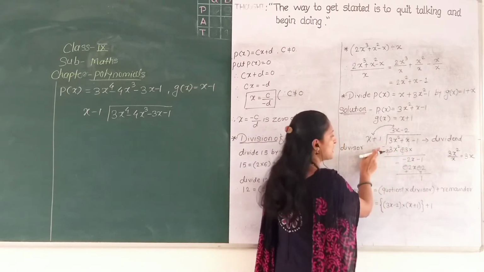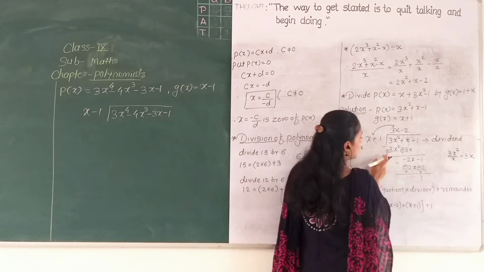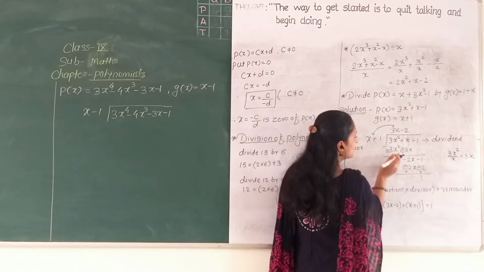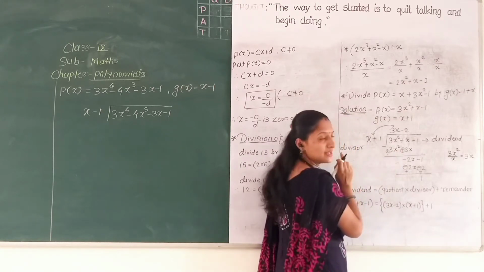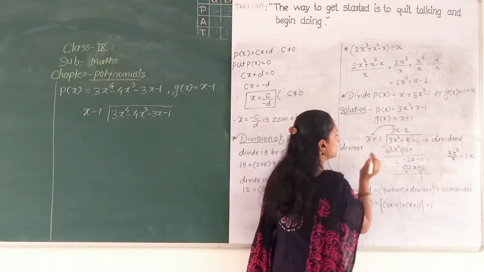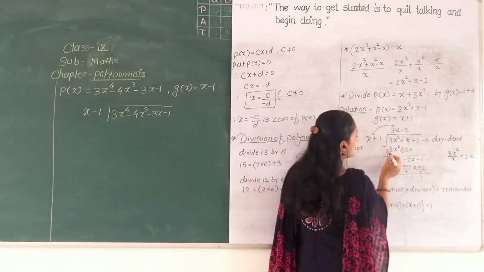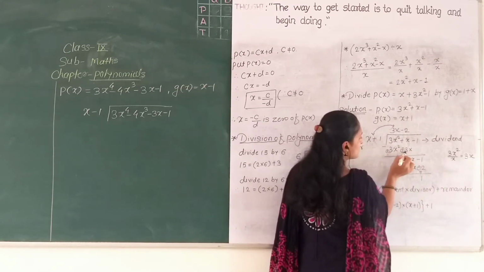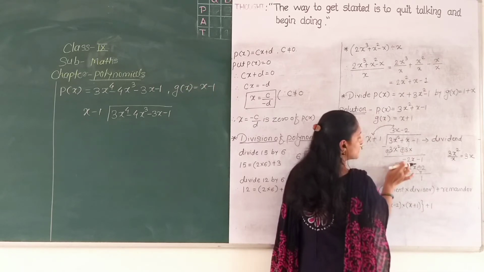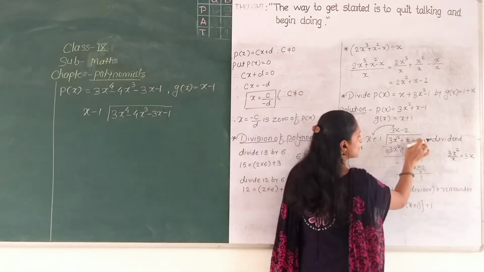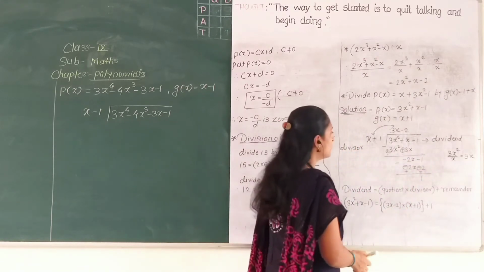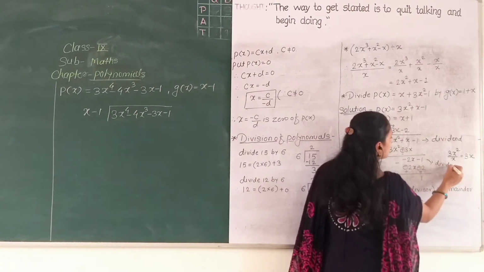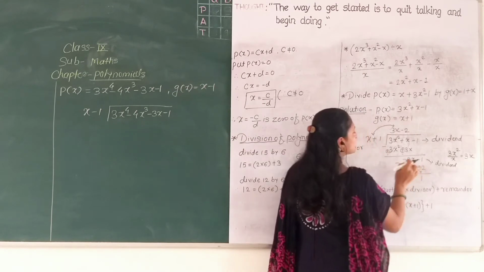Now take subtraction. When subtracting, the signs of the other polynomial change. This positive becomes negative, this positive becomes negative. So 3x square minus 3x square cancels, and x minus 3x is equal to negative 2x. Then the remaining term is minus 1. So our new dividend is negative 2x minus 1.